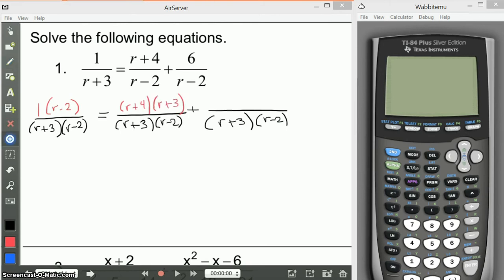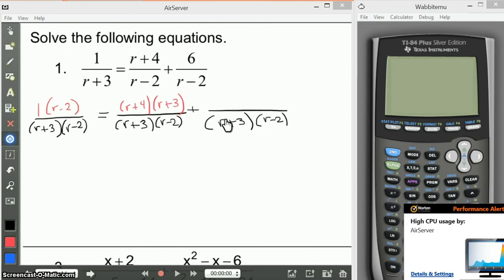Now again, this has both of those. This only has r minus 2, so compare them, and you can see that what's missing is r plus 3. So you multiply 6 by r plus 3.